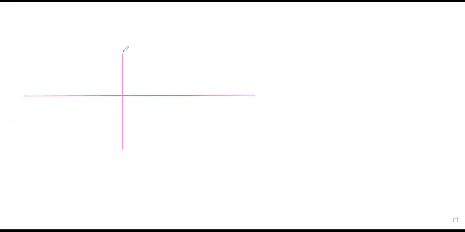In a sine graph, this is a sine graph. In the x-axis there are coordinates 90, 180, 270, 360, and this side also minus 90, minus 180, minus 270.